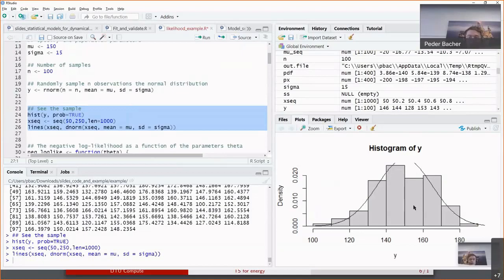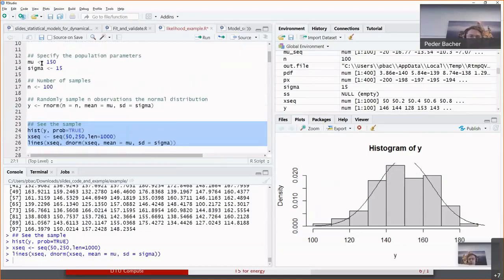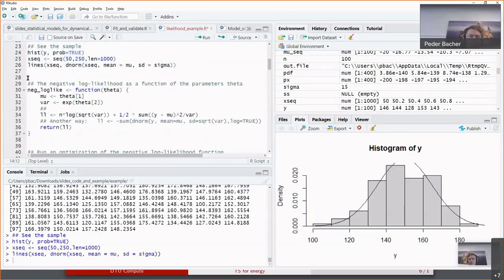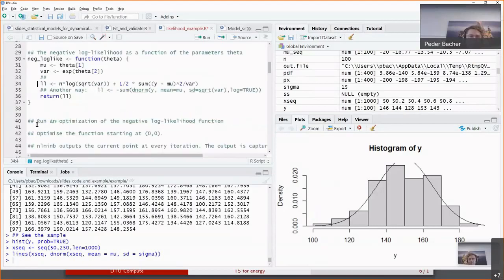All right, we have a sample. We want to figure out something. Now we know the true values, 150 and 15, but we want to estimate them using the sample. So what we can do is define the negative log likelihood as a function of the two parameters, the mean and the variance. We look up the probability density function, calculate the likelihood of each observation, and then we return that.